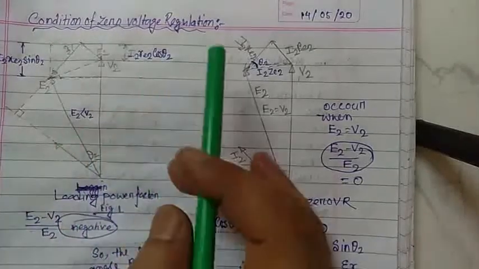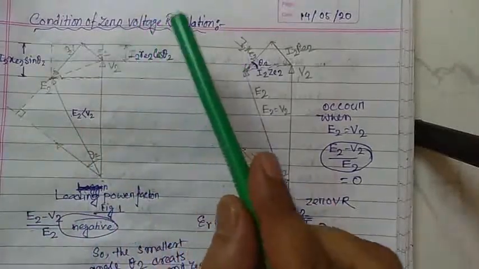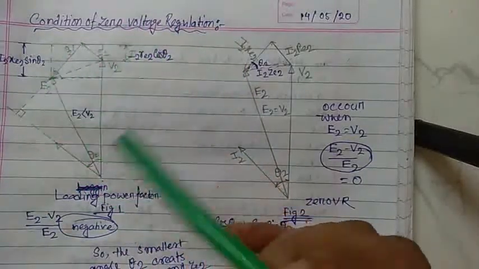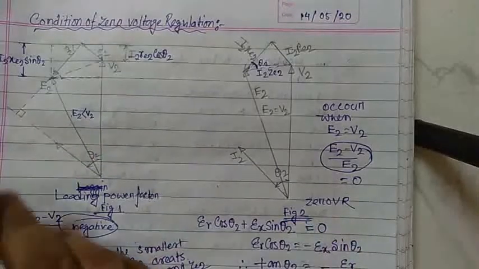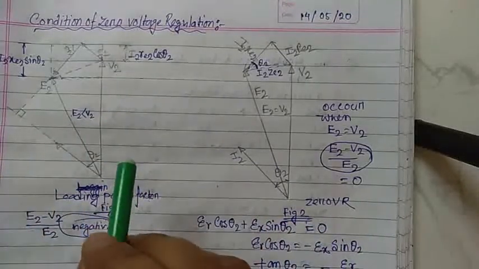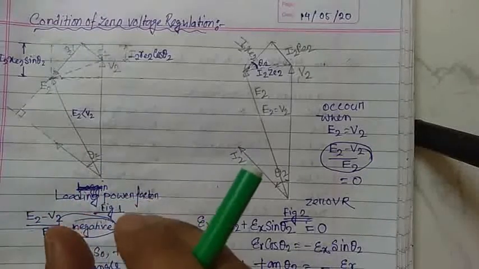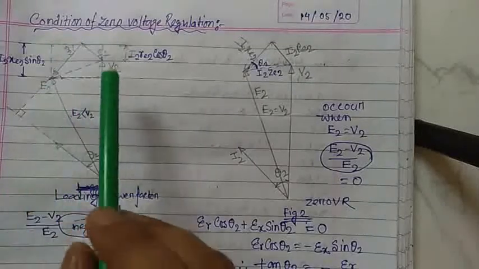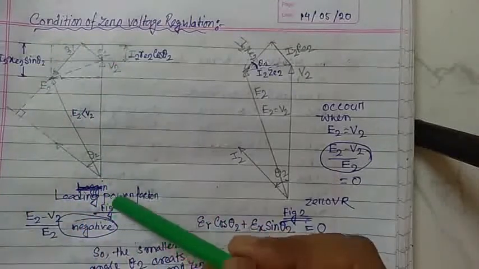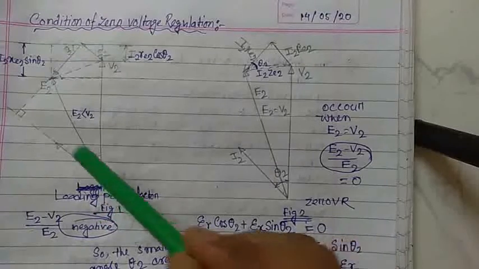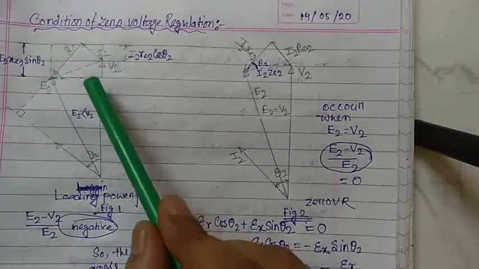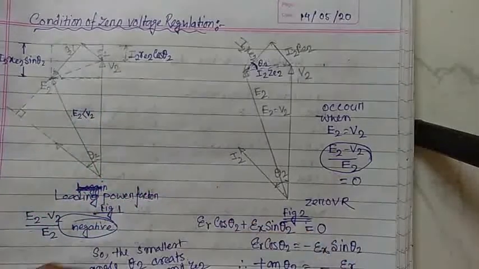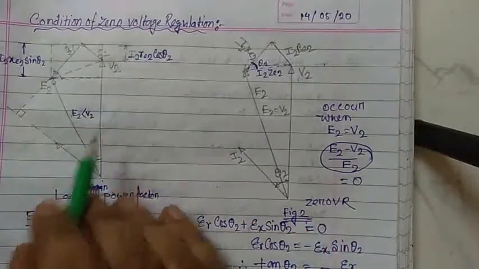Today I discuss the condition of zero voltage regulation. First I draw a phasor diagram of a transformer at leading power factor condition. Okay, so here figure number 1 is the phasor diagram of a transformer at leading power factor. Look at the figure carefully.